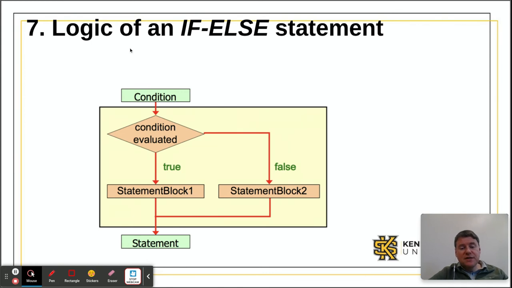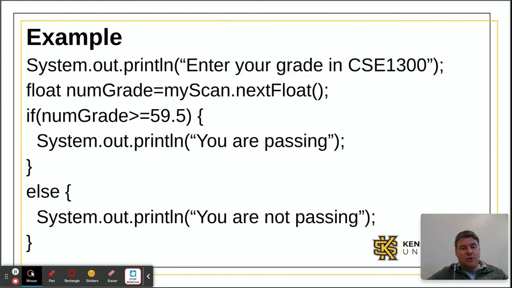All right, so if we look at the flowchart for an if-else statement, we start off with the condition, which gets evaluated. If it's true, we do statement block 1 and then we move on. If it's false, we do statement block 2 and then we move on. And so that's how that works.